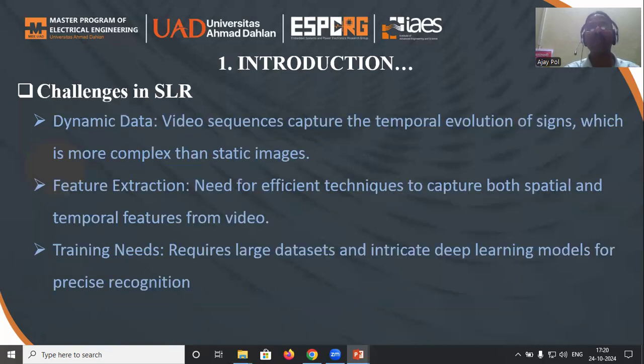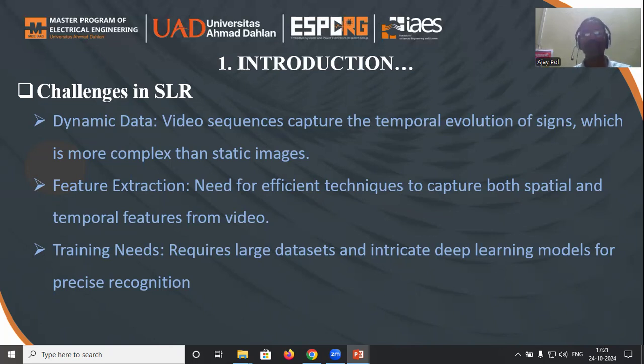While working with videos, there are some challenges in sign language recognition. The first is dynamic data. Video sequences capture the temporal evolution of a sign, which is more complex than static images. The second is feature extraction. We need efficient techniques to capture both spatial and temporal features from the videos. As well, to test our model, we need to train it, and it requires large data sets and intricate deep learning models for precise recognition.